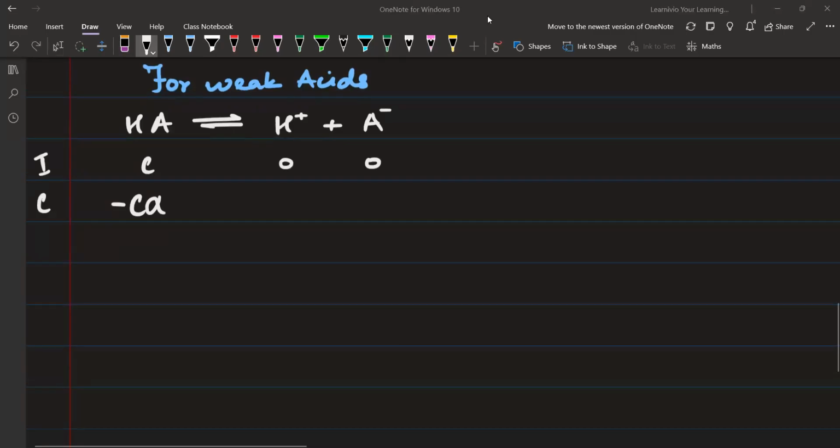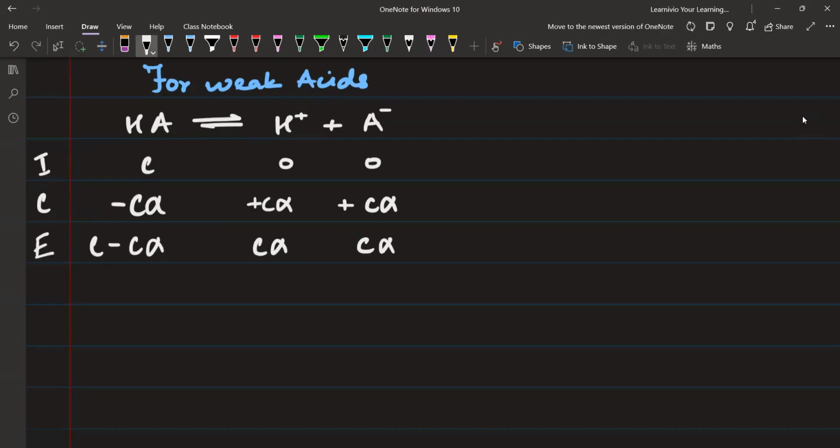C alpha makes sense now? Now the change is minus because it is decreasing. So how much H plus will we get? We will get plus C alpha of H plus and plus C alpha of A negative also. At equilibrium, what will happen? We will have C minus C alpha. Here we have C alpha and here we have C alpha. Now, the acid dissociation constant Ka is equal to the concentration of H positive into the concentration of A negative divided by the concentration of HA.